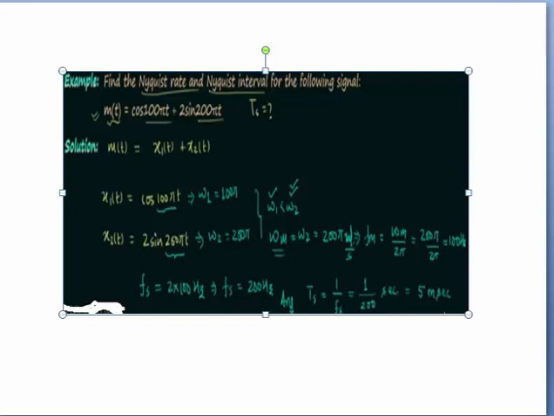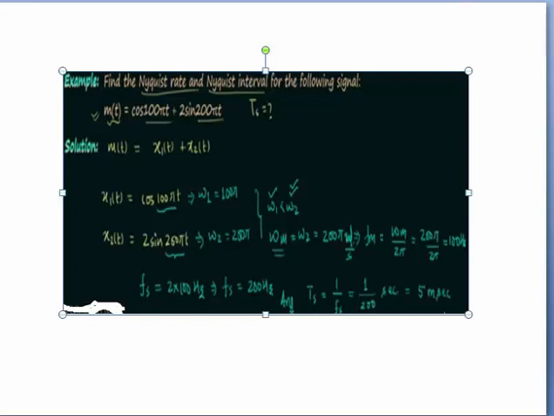Now the second parameter that we have to calculate is the Nyquist interval. Nyquist interval Ts is equal to 1 by Fs. Fs is equal to 200. That means 1 by 200 second is equal to 0.005, or we can write it as 5 milliseconds. And that is the problem related to Nyquist rate and Nyquist interval.